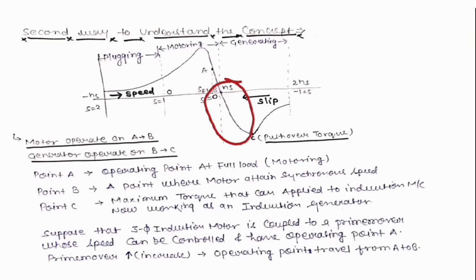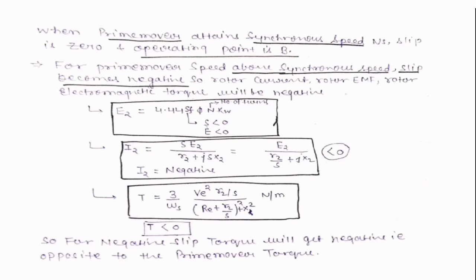Here we assume the speed is greater than synchronous speed, because this portion is in the band beyond ns. So for prime mover speed above synchronous speed, slip becomes negative. So rotor current, rotor emf and rotor electromagnetic torque will be negative.